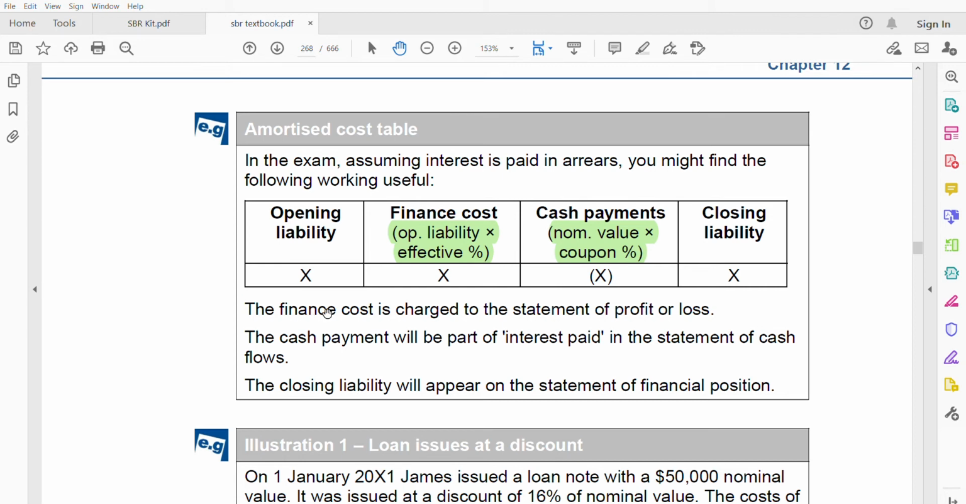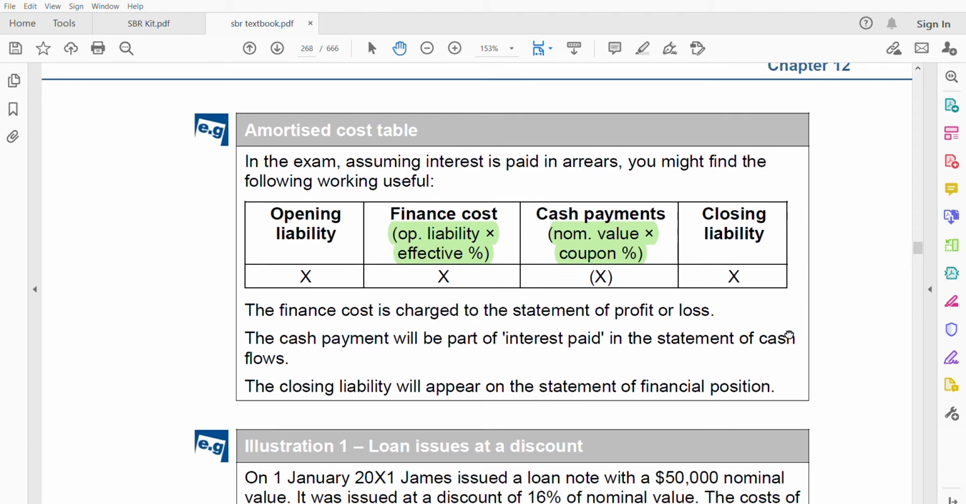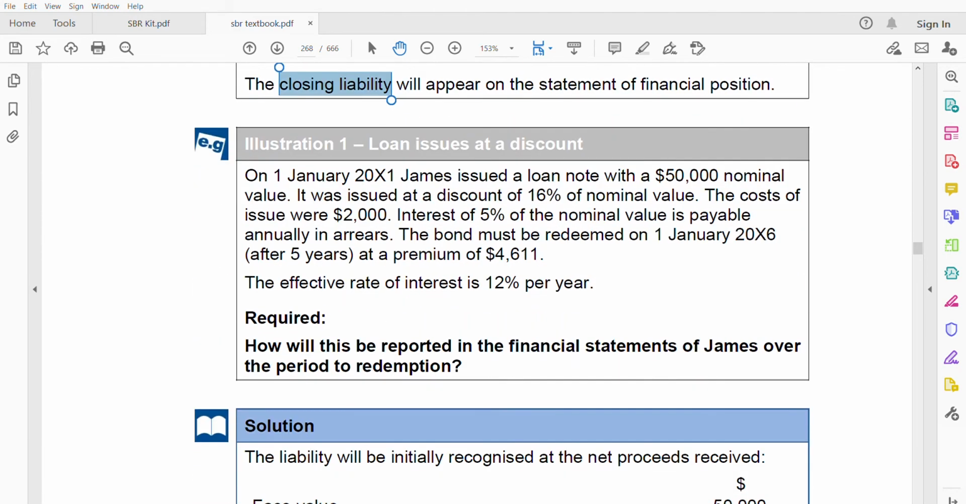So we know that finance cost will be charged where? It will be charged in the statement of profit or loss. It's an expense. Cash payment, where will it go? It's an interest paid. It's in the statement of cash flow because you're paying cash. Then closing liability will appear in the statement of financial position, right? Isn't it simple, guys? So now we'll illustrate this with a question so that you better understand this.